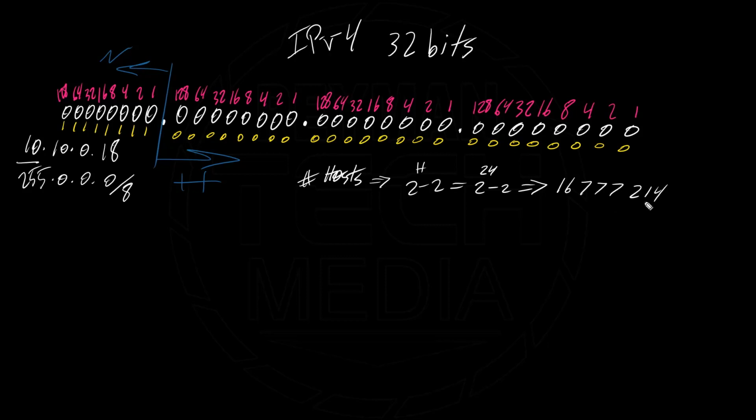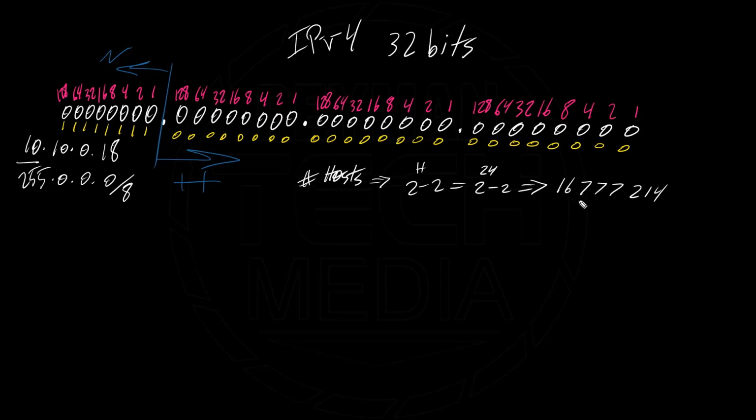To find out the number of hosts, whether this is class A, B, or C, it's simply 2 to the power of host bits minus 2. For class A, we have 24 zeros, so 24 host bits. And you saw earlier in the previous videos that in class B we had 16 zeros, so 16 host bits, and in class C only 8 zeros, 8 host bits. So we had different values.